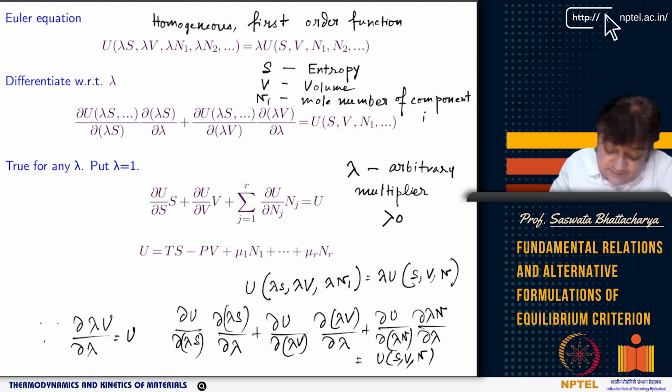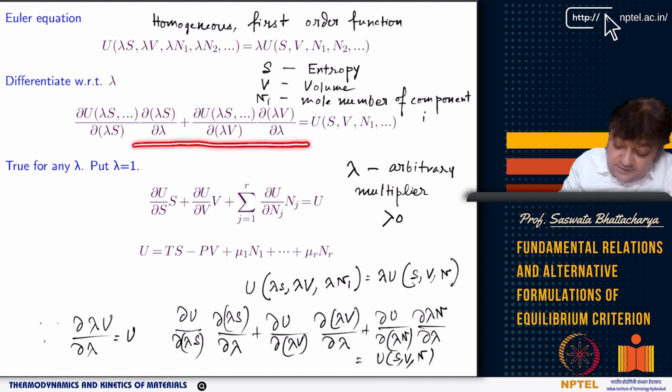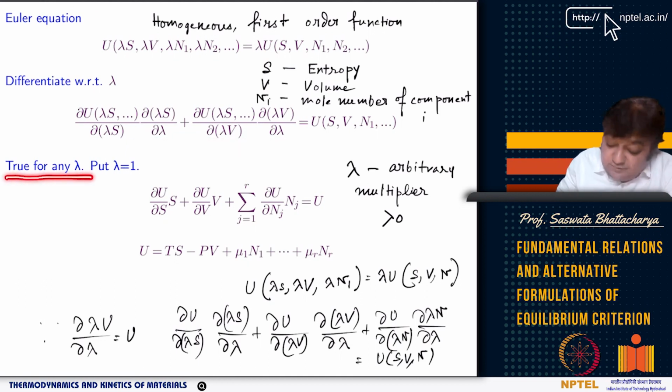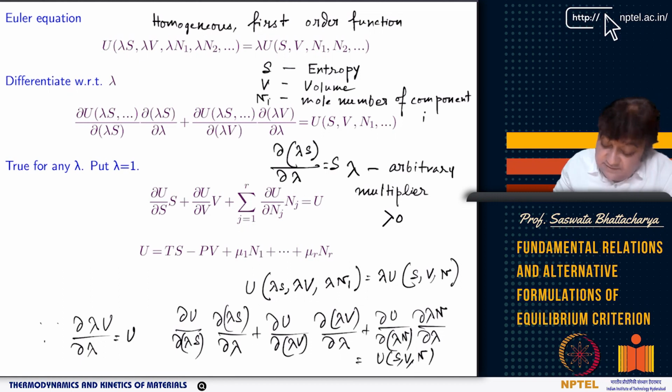Now once you have done that, because lambda is an arbitrary multiplier, this equation is true for any lambda. This differentiation that we are doing is true for any lambda. So put lambda equal to 1. What do you get? Del U by del S into S, right? Because del lambda S by del lambda is nothing but S. Similarly, del lambda V by del lambda is V.